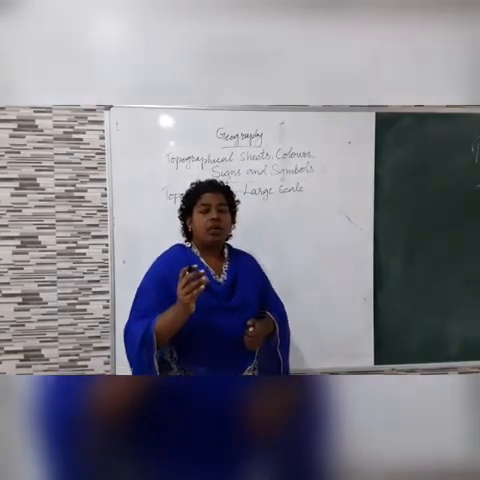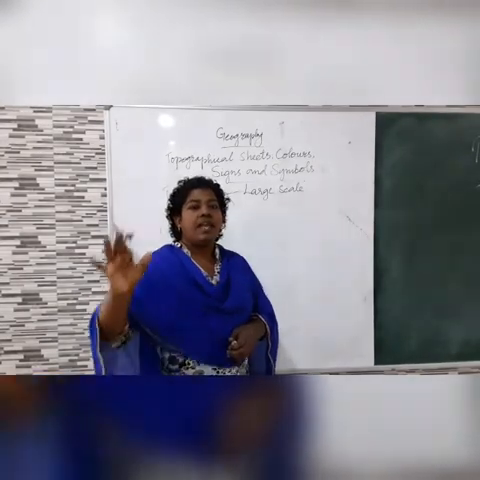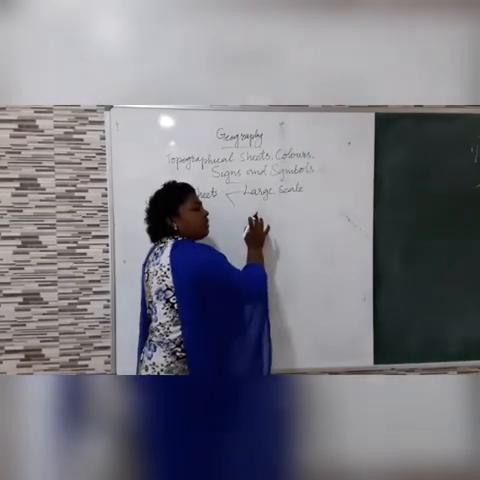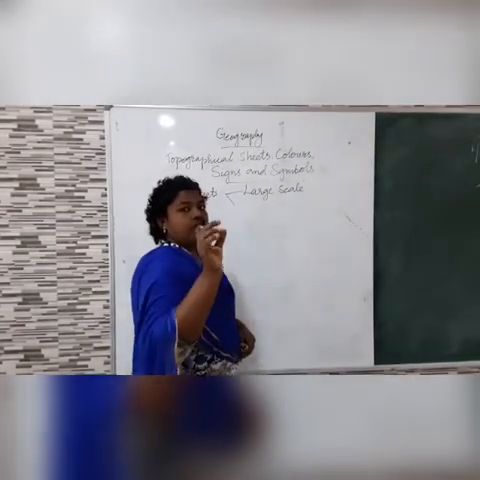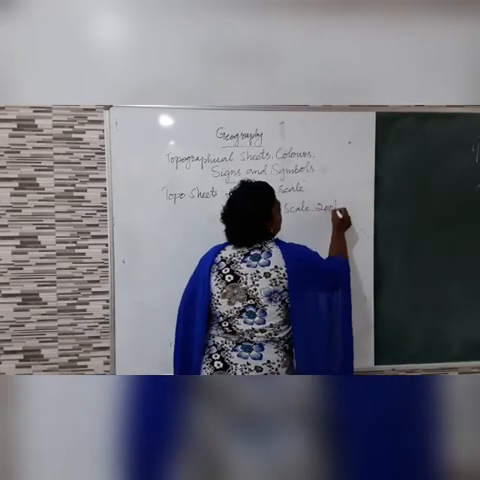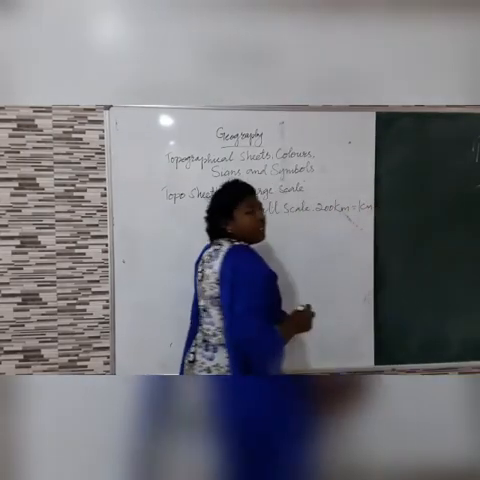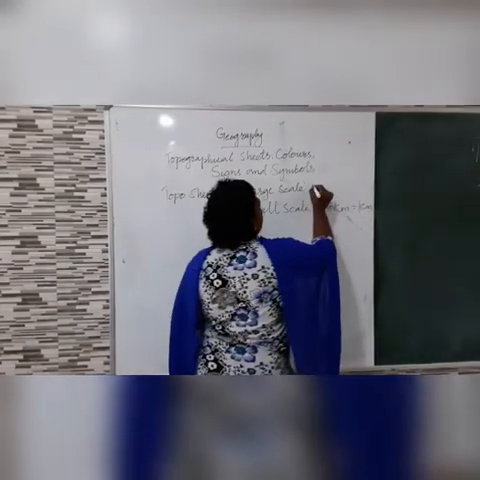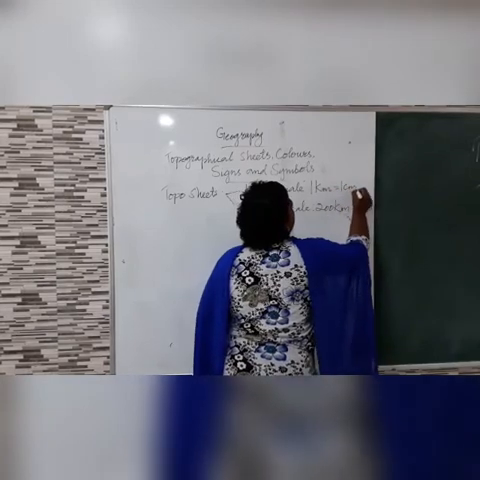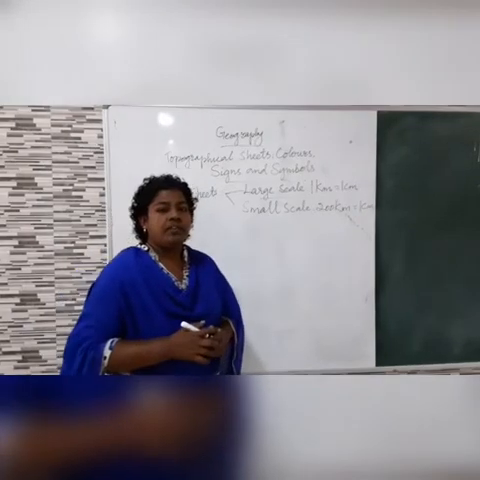Small scale is used to show a big area on the ground, to represent it on the sheet. For example, if it is 200 kilometers on the ground, on paper it will be shown as 1 centimeter. Whereas a large scale map shows 1 kilometer as 1 centimeter in the map. That is a large scale map. Did you understand the difference?